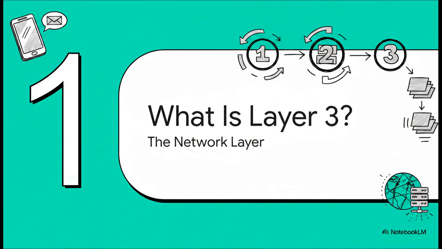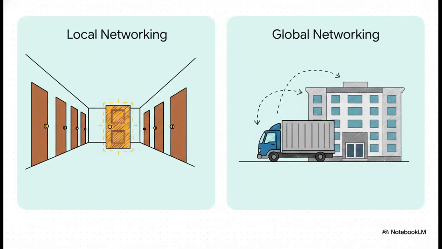Let's start with the fundamental role of the network layer, the third tier of the OSI model. When you send a WhatsApp message, it obviously doesn't just magically teleport to your friend. It goes through very specific stages of encapsulation. This comparison absolutely nails the difference between your local network and the global internet.